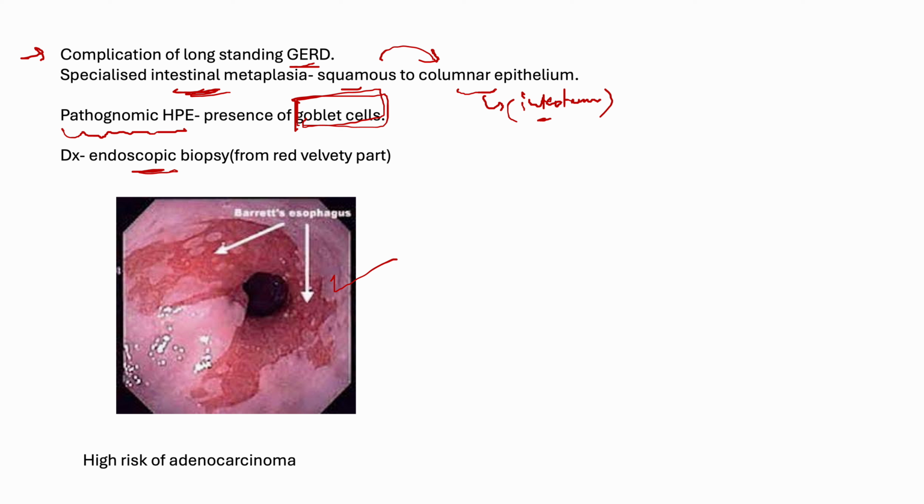It is usually taken from these red velvety parts of the esophagus. When we do an endoscopy, wherever we see red velvety parts, we take a biopsy from there. And if Barrett's is present, it can increase the risk of adenocarcinoma of the esophagus.